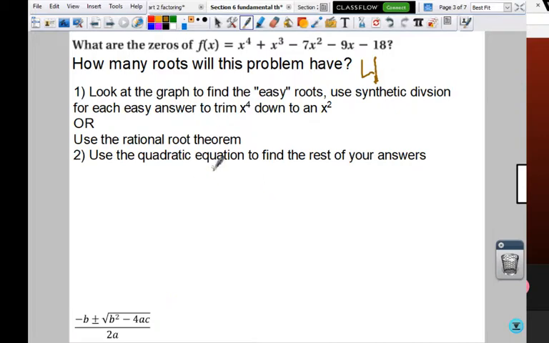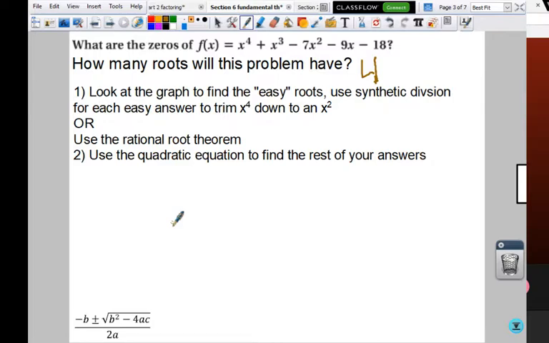So, what we're going to do to start with is find our easy roots. There's a couple ways we can do this. We have learned difference of squares, sum or difference of cubes, and the quadratic equation, but this is an x to the 4th. We could either find easy roots by graphing and then use synthetic division to trim it down, or we could use the rational root theorem. Which would you rather do, graph or rational root theorem?